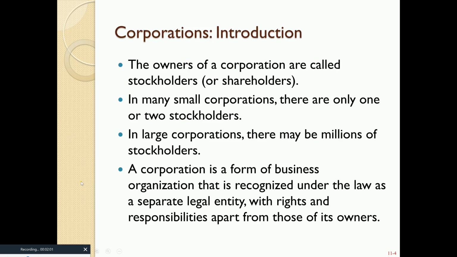So the owners of a corporation, they're called the stockholders. Sometimes you'll hear the term shareholders. They're synonymous terms. They mean the same thing. In small corporations, it's very common for there to be only one owner or just maybe 2 or 3 stockholders. However, in large corporations, like a publicly traded corporation where you can buy and sell stock freely, there literally could be millions of stockholders. A corporation is a form of business recognized under state law.